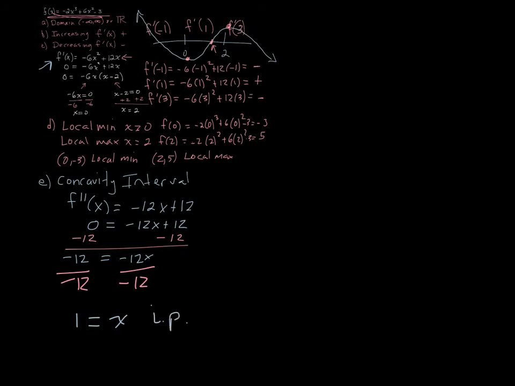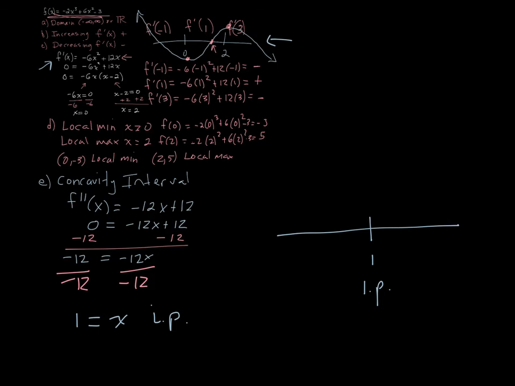Well, to find the concavity intervals, I do the same thing I did up here with my number line, but I just do it with my inflection point. I mean, we pretty much already know the answer, hopefully. If you understand what's going on, I already know that it's concave up from minus infinity to my inflection point 1, and I already know it's concave down from 1 to infinity. But let's just prove that.